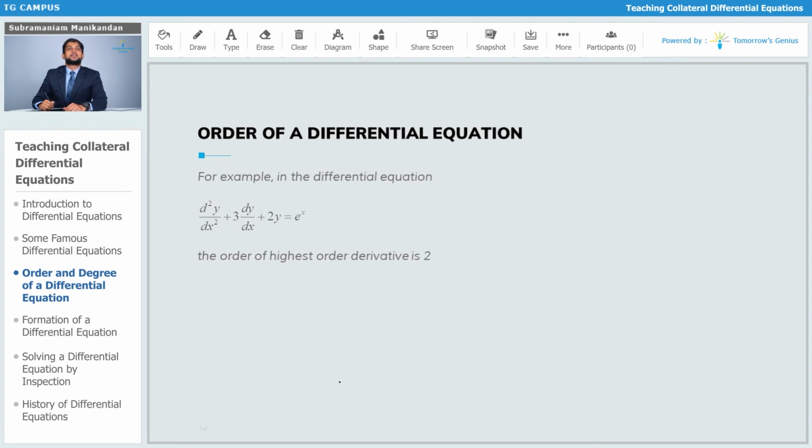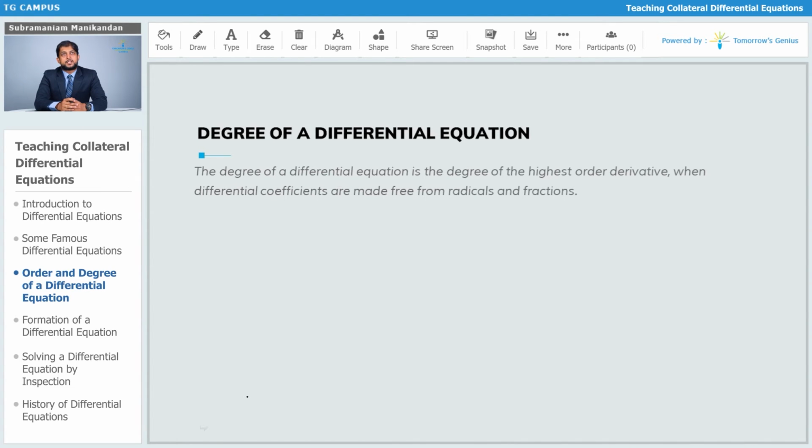Next, degree of a differential equation. The statement of the definition of degree is as follows. The degree of a differential equation is the degree of the highest order derivative. What do we mean by degree? It is the exponent to which the term containing the highest order derivative is raised, when the differential coefficients are made free from radicals and fractions. What do we mean by that?